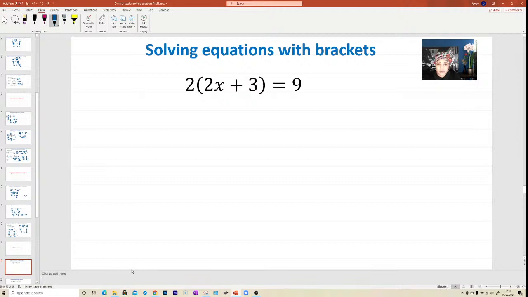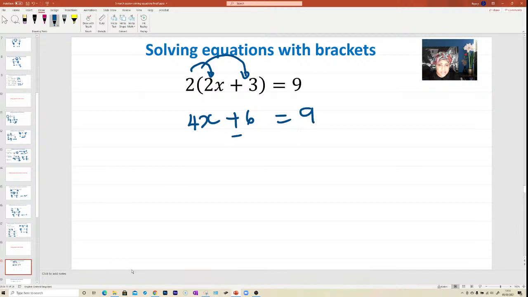Right? So we're going to expand the bracket. Expand means take things out of the bracket, okay? So you need to multiply this. So 2 times 2 is 4, so we have 4x. And then 2 times positive 3. So 2 times 3 is 6, and they're both positive, so you get plus 6 equals to 9.